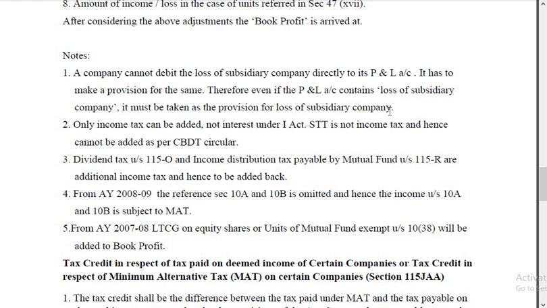Then, STT is not income tax. Security transaction tax is not income tax. Hence, it cannot be added, as per the CBDT (Central Board of Direct Taxes) circular. Then dividend tax under section 115O and income distribution tax payable by mutual funds under section 115R are additional income tax and hence to be added back.